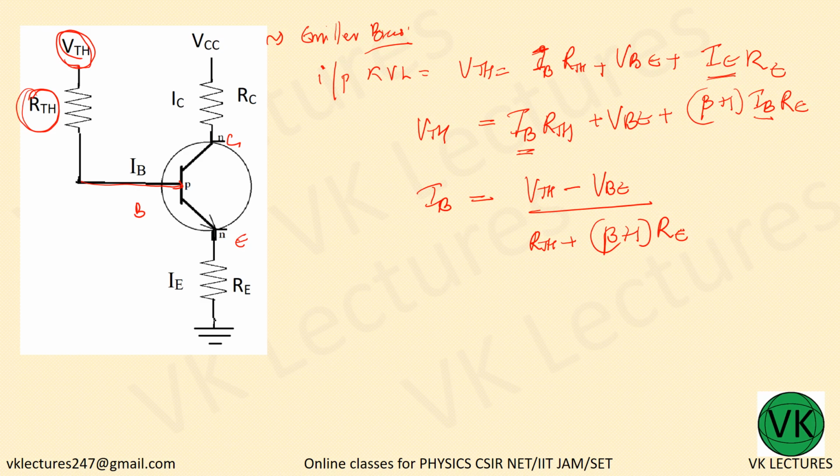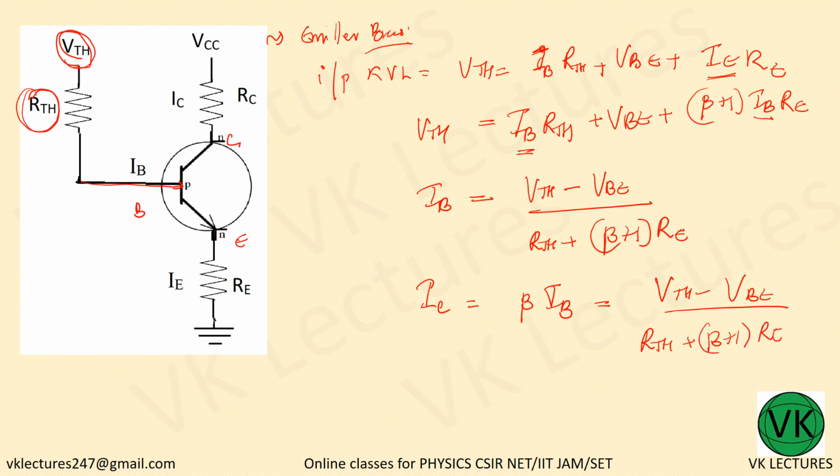Correct? Beta plus 1 into RE. Now we want IC. What is IC? IC is equal to beta times IB, which is equal to VTH minus VBE divided by RTH plus beta plus 1 into RE, into beta.